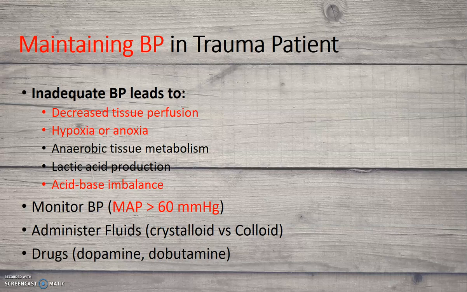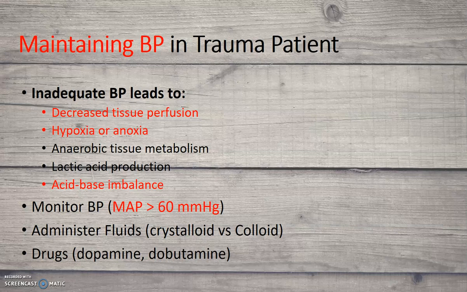So the next thing you want to think about is maintaining the blood pressure of a trauma patient. As you already know, inadequate blood pressure can lead to decreased tissue perfusion, hypoxia or anoxia, so their tissues' inability to actually get oxygen. It causes problems with anaerobic tissue metabolism, lactic acid production, and it can cause an acid-base imbalance, which can throw the entire body off. So this is why we monitor BP. And again, remember, your goal is for your MAP to be greater than 60 millimeters of mercury.